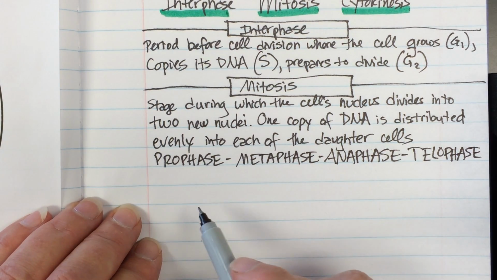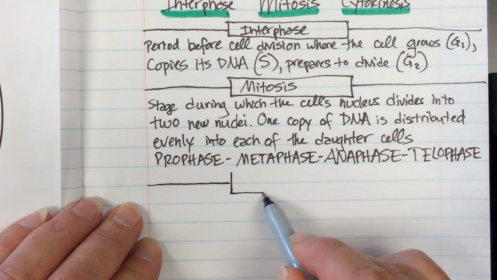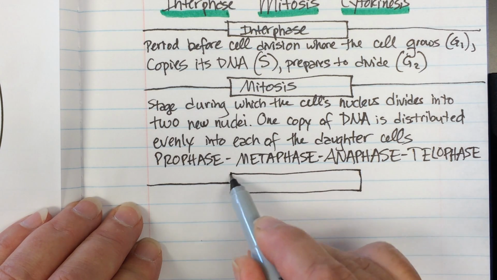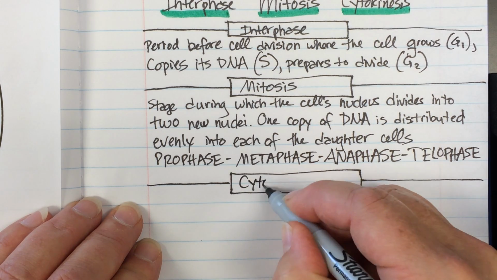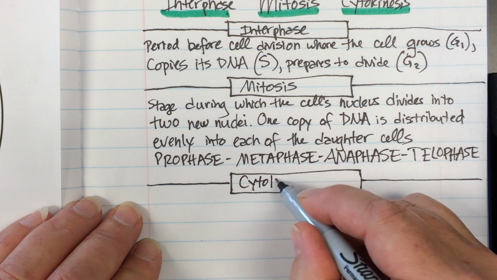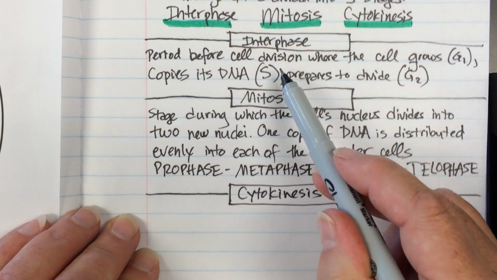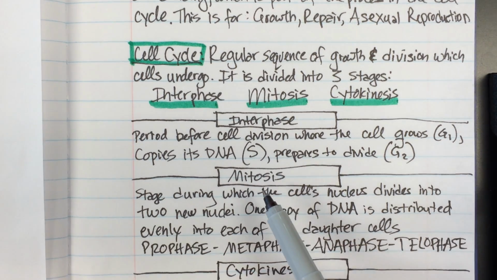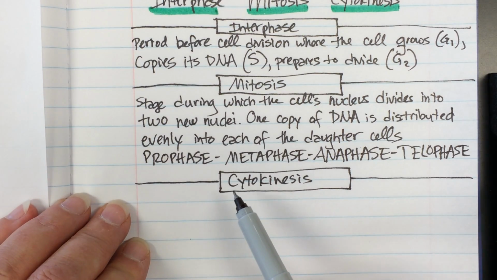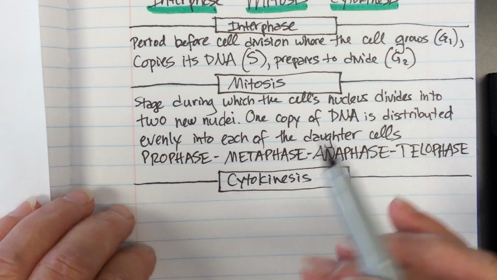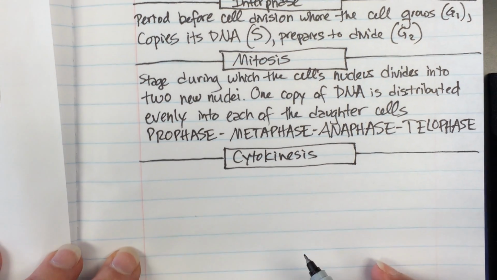All right, and our next one is called the third stage, cytokinesis. Cyto means cell, and kinesis means to cut. So it gets ready to divide in interphase, it divides in mitosis, and then the cell completely cuts in half or pinches off to become two new daughter cells in cytokinesis.